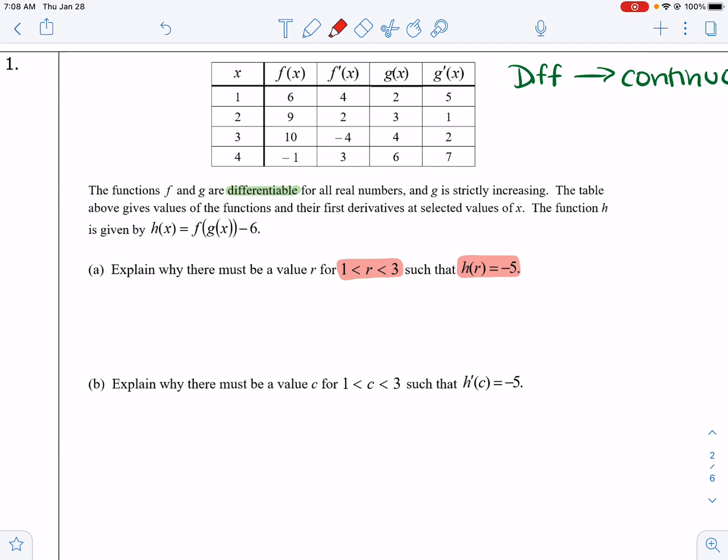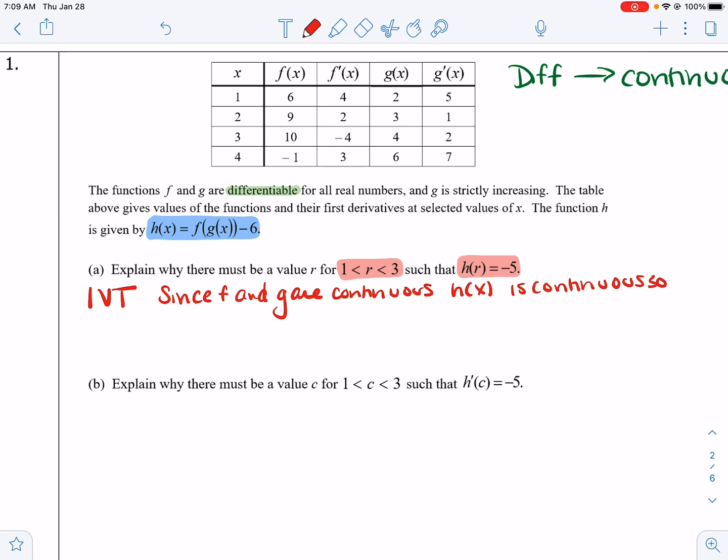Take a look, guys. They gave us an original function. They gave us h, and they're asking us, does there exist a value for h? Does h of r equal negative 5? This here, gentlemen, is an IVT question, right? They're asking me, does a value on the function exist? Well, here's the deal. Since f and g are continuous, that means that h of x is continuous. So the IVT applies. Okay, now since we know the IVT applies, let's check out the values of those endpoints.